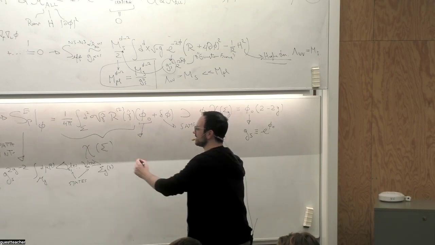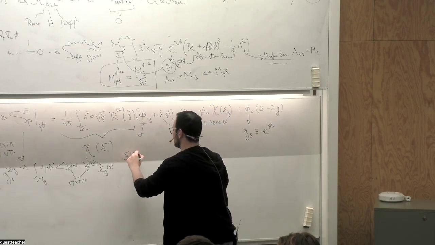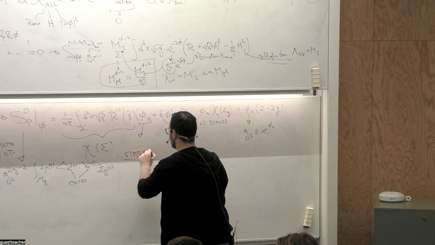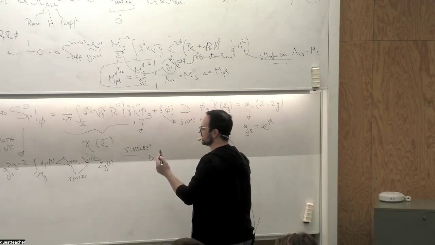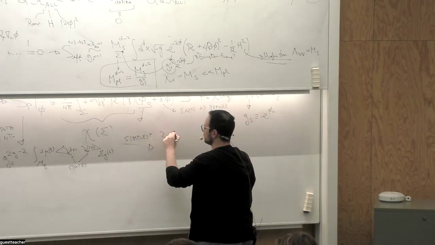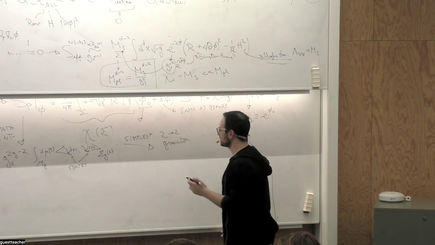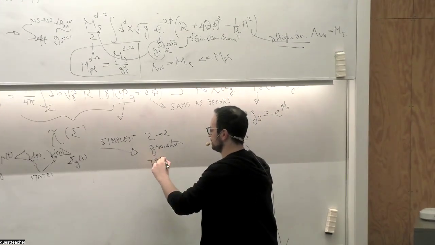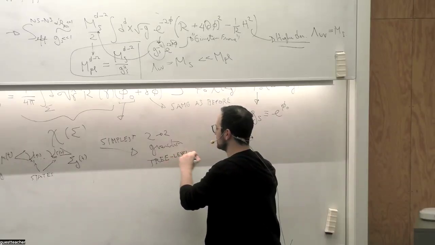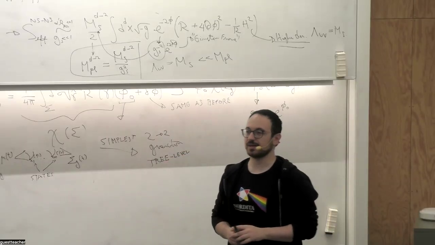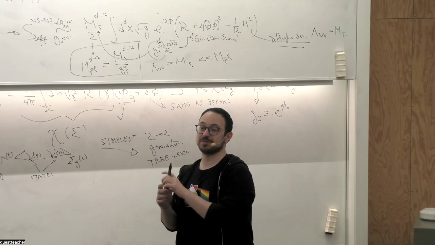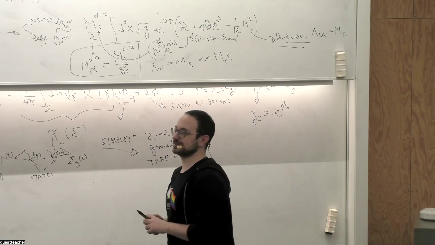So what's the simplest thing? The simplest is just 2 to 2 graviton scattering. I like gravitons, sue me. Tree level. This is pretty much the simplest thing we can do. And I promised I would show this, so I am.